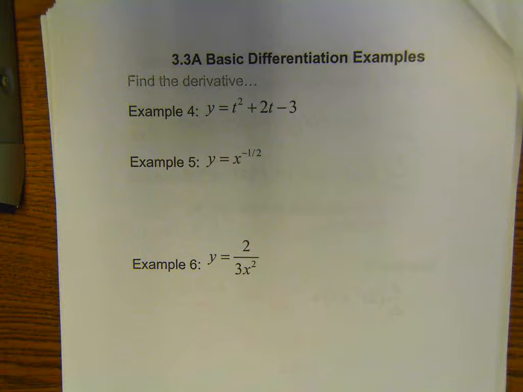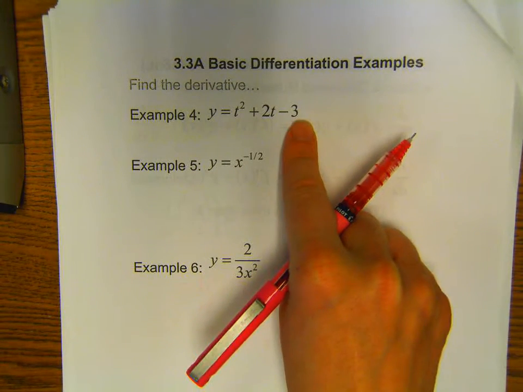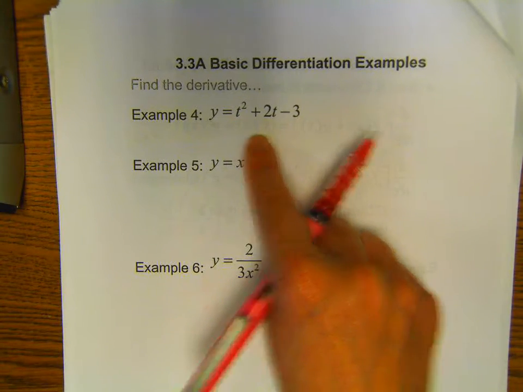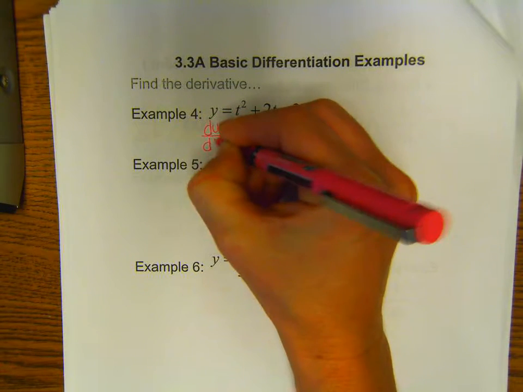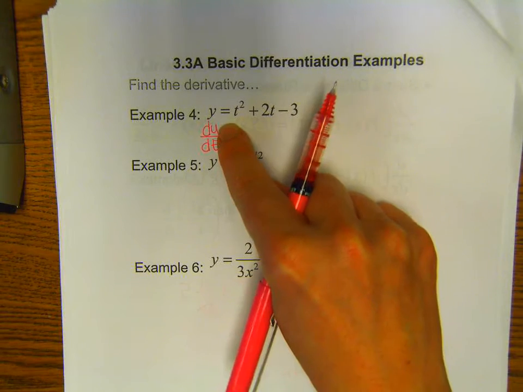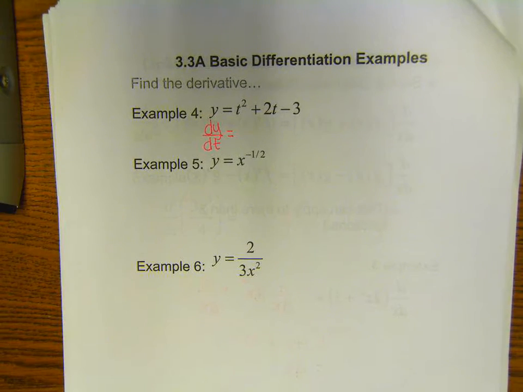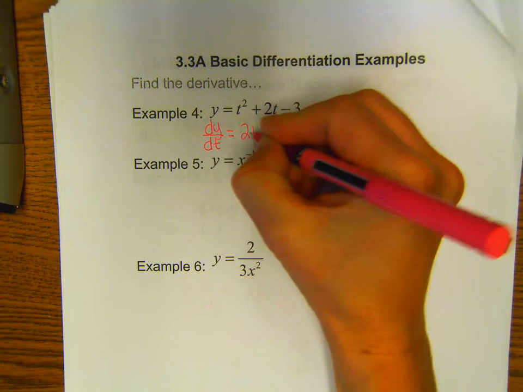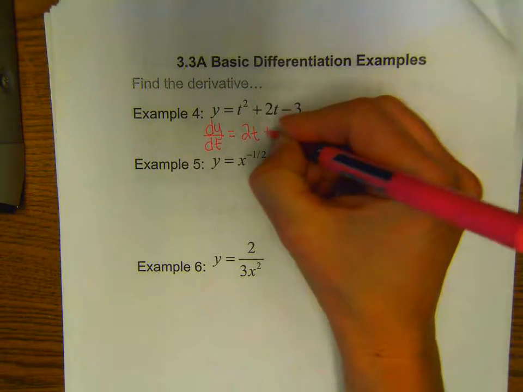So let's do some examples then. If y equals t squared plus 2t minus 3, especially in 3-4, we start talking about position graphs where we use t. So you can do this with different variables. I'm going to write dy dt, because the change in y with respect to t would be what? 2t plus 2.